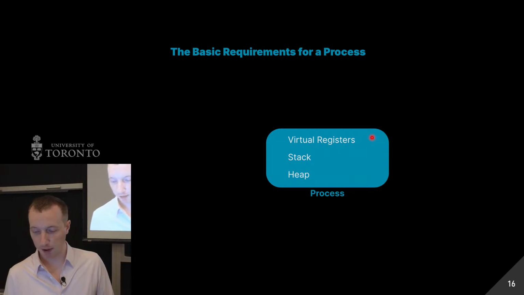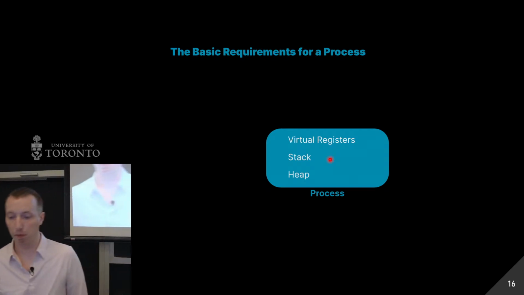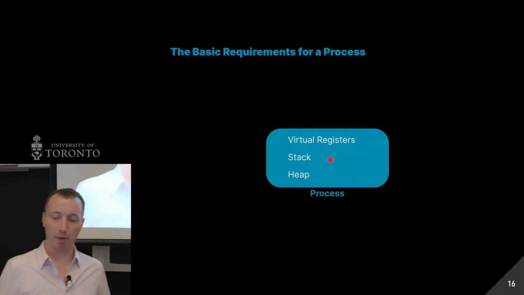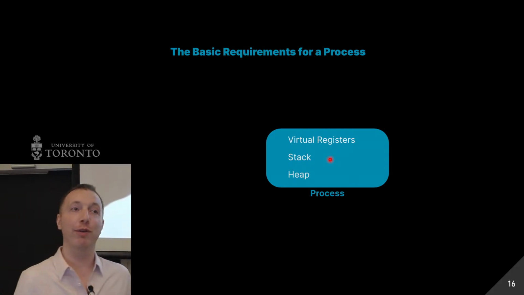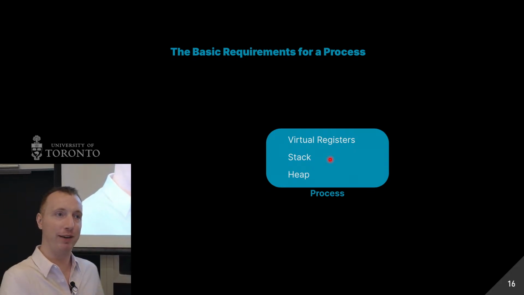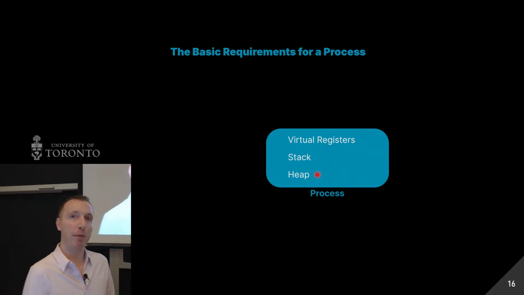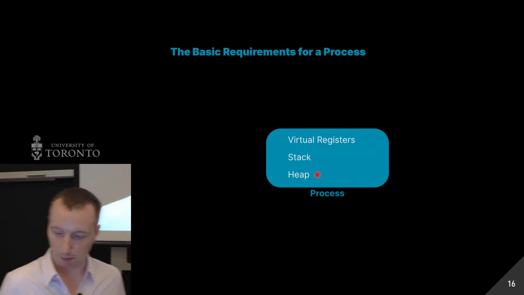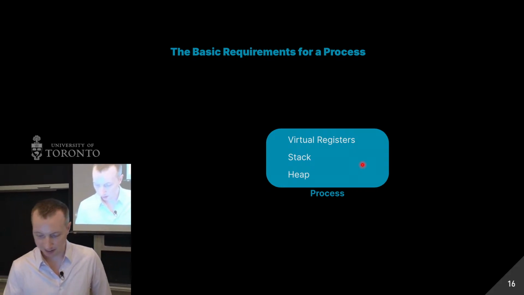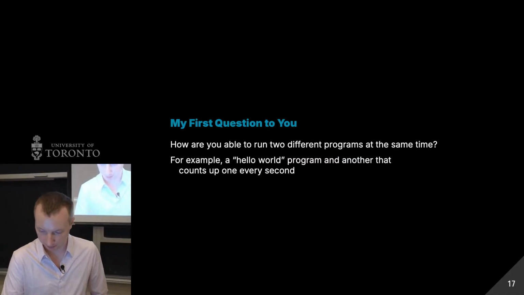So it would have something like virtual registers. And then we should all know where variables are stored in our program. There's either the stack or the heap. Everyone knows what a stack and a heap is, hopefully. The stack is where all of our local variables are. So if we have a function and we write int x, x lives on the stack. And if we malloc memory, that mallocked memory lives on the heap. Those are the two regions of memory for our process. So that's, at least right now, everything we need to have in our process.